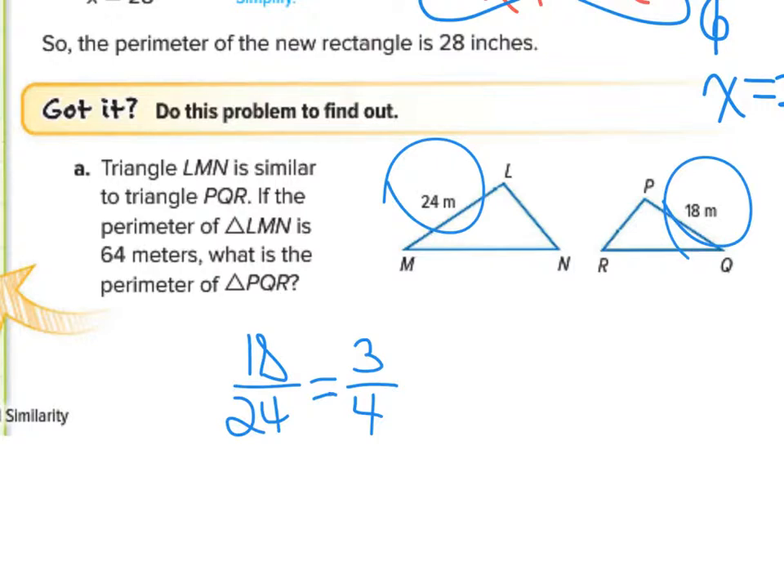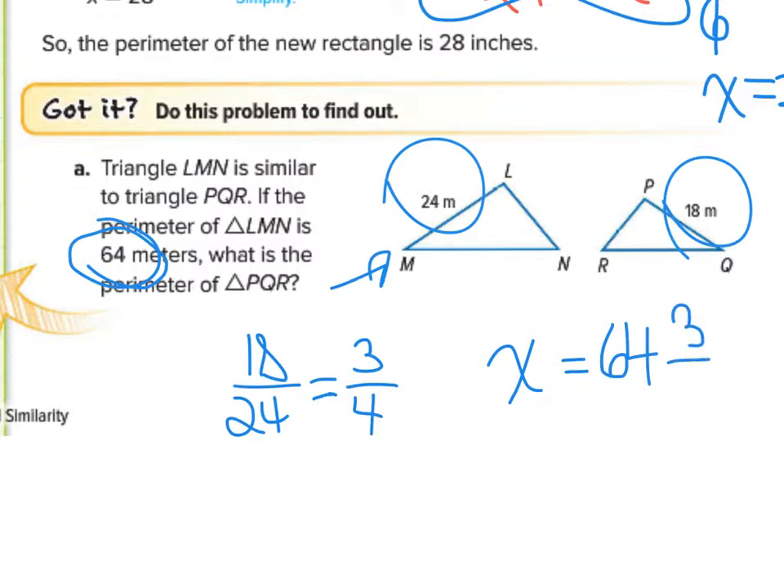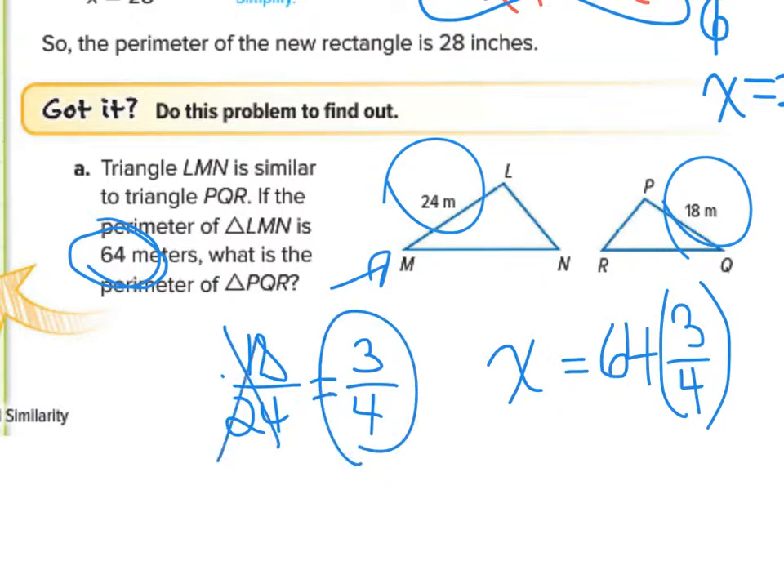I will take my perimeter. They've told me that it's 64, my perimeter for this triangle right here. That's 64, right? So I'm looking for the perimeter of this one. Now I'm looking for the new perimeter. That x is representing the perimeter of the small one, which is the one I'm looking for. I will take my value of 64, and I'm going to multiply it by my scale factor, which I've already determined is 3/4, because I simplified 18 over 24 as you see it there.